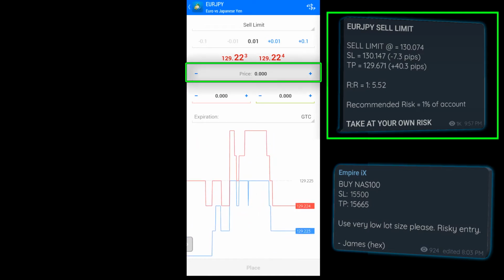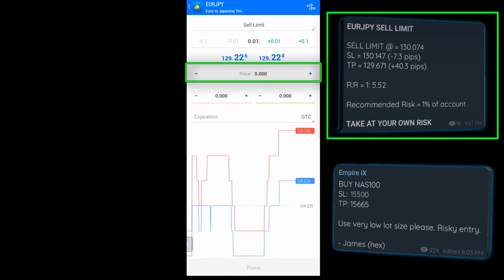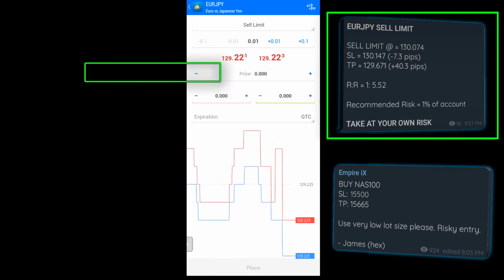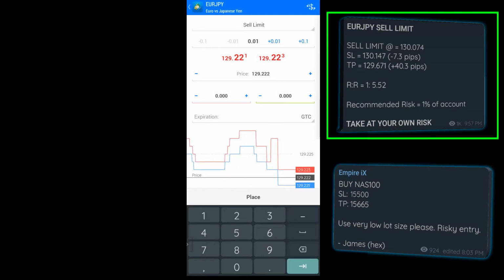Moving on to the next one, we see the label says price. This price is going to be your entry point. Remember, this is a pending order. We want to see price sell from that area. On our signal, it says sell limit at 130.074. That's going to be our entry point. So we want price to rise to that price point, tap, and then reverse.